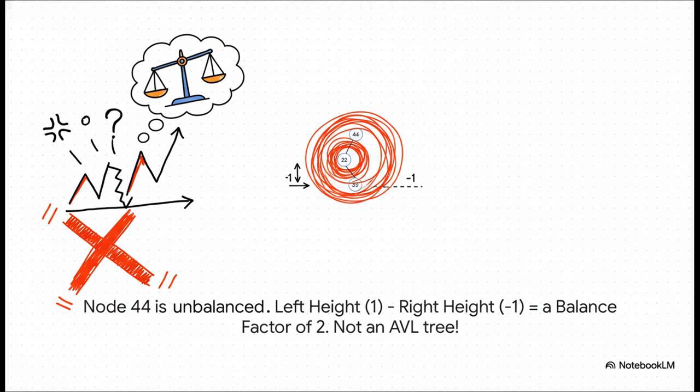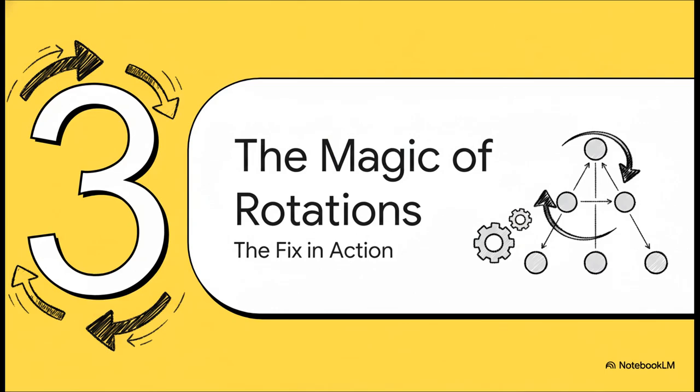Okay, but what happens when we break that rule? Look at the node highlighted here in red, number 6. Its left subtree has a height of 1, but it doesn't have a right child. So we use that special height value of -1. Now the math becomes left height 1 minus right height -1, which gives us a balance factor of 2. Uh-oh, that is outside our allowed range, and because of this one single node, the entire tree is now an invalid AVL tree.